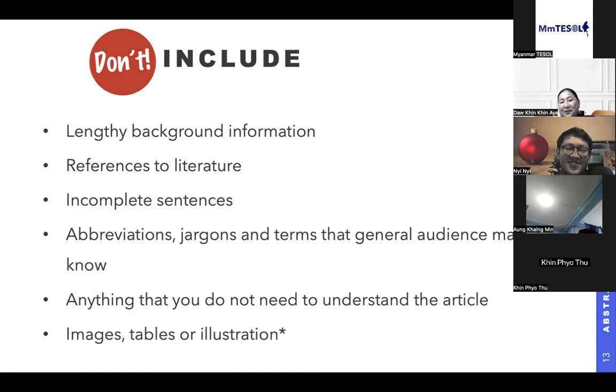Now, don't include images, tables, and illustrations. I have a kind of asterisk. Why? I've already told you. The engineering abstract is the only graphic one. That's why this one is not relevant to the engineering abstract. Next, please.